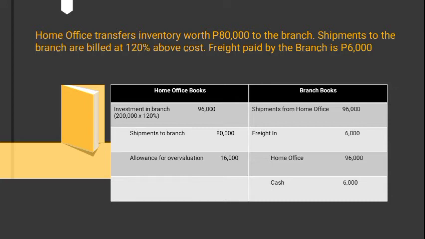Next would be the branch. Shipments from the home office, 96,000. Freight in that was paid by the branch, 6,000. So far, it is an additional for the inventory. Then, we also credit home office, 96,000. And for cash, 6,000.